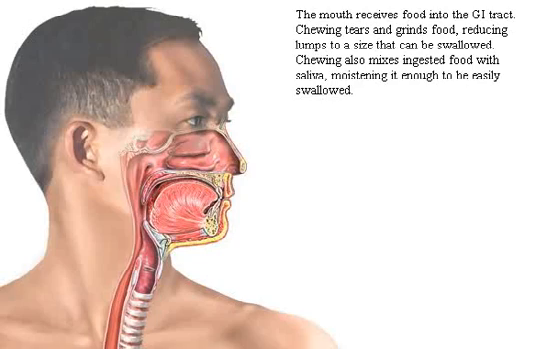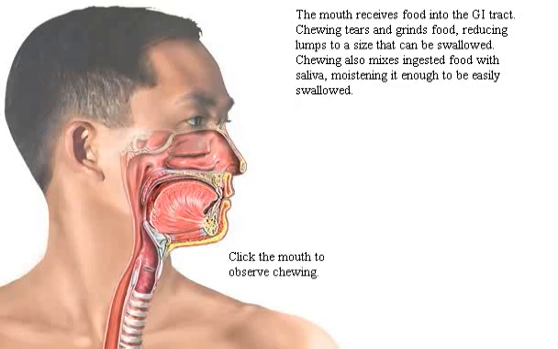This is the first of 3 trips that we will make through the GI tract. On this trip, we will study motility and its control. The mouth receives food into the GI tract. Chewing tears and grinds food, reducing lumps to a size that can be swallowed. Chewing also mixes ingested food with saliva, moistening it enough to be easily swallowed.